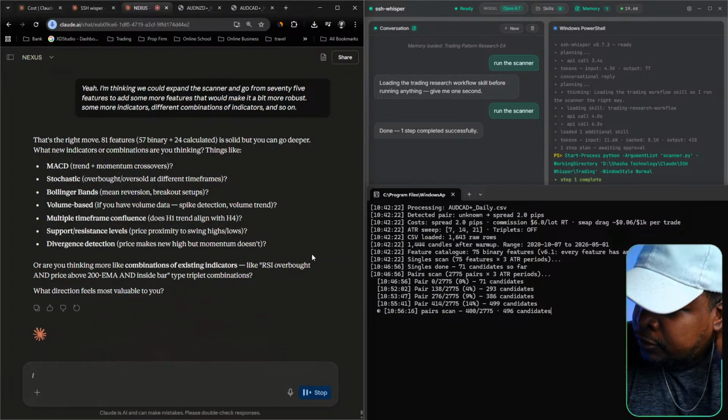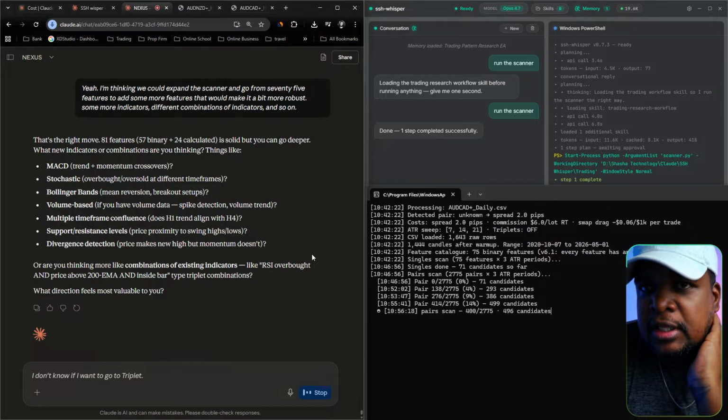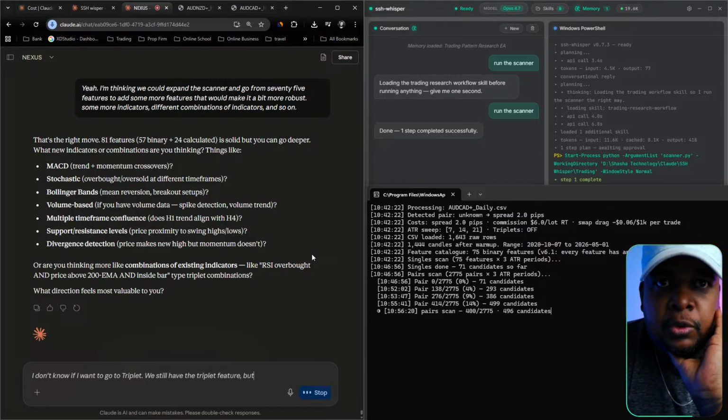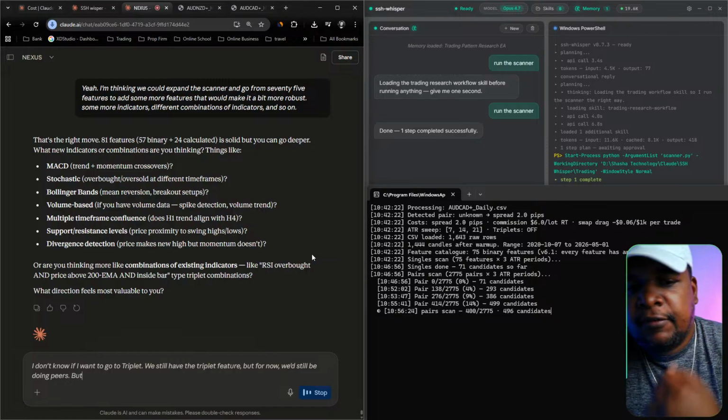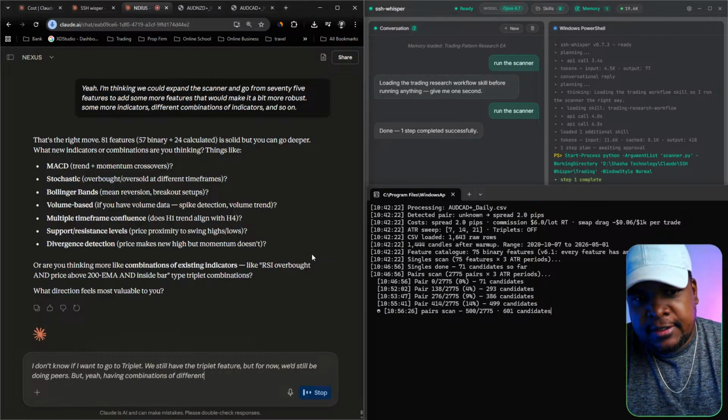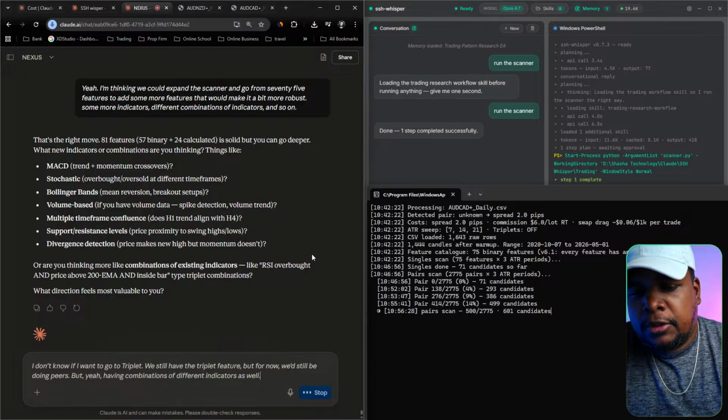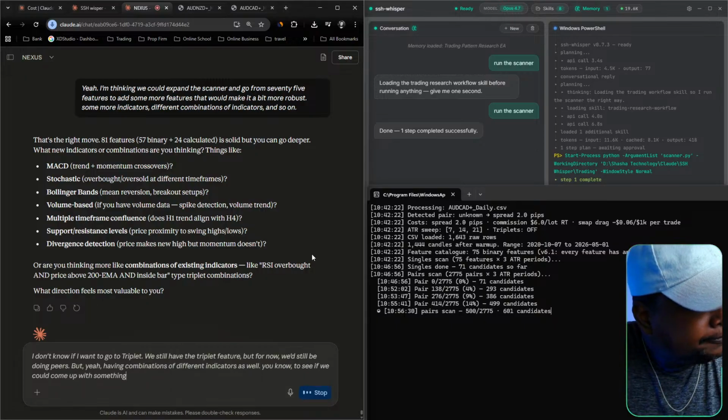I don't know if I want to go to triplet. We still have the triplet feature, but for now we'd still be doing pairs. But yeah, having combinations of different indicators as well, to see if we could come up with something.